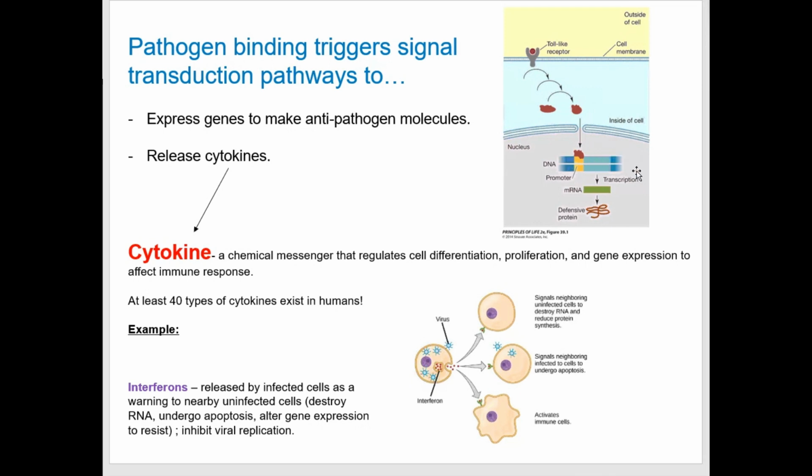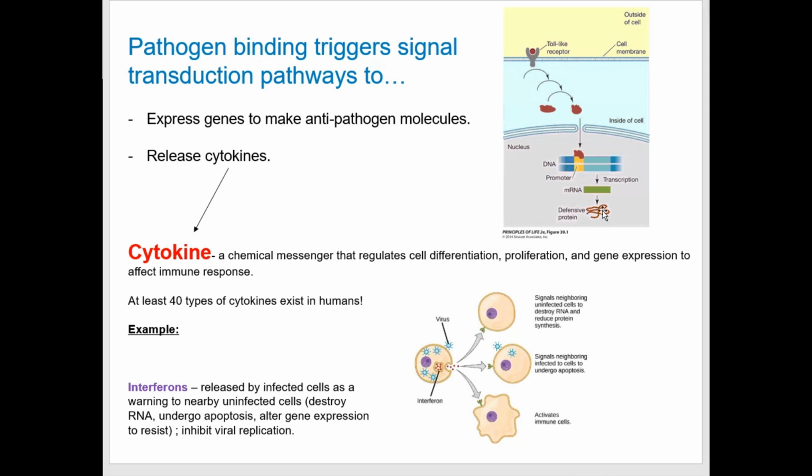Transcription is going to result in mRNA. That means the gene is expressed, and then the mRNA will be translated into the protein. So here we have produced a defensive protein. This could be a lysozyme that specifically targets the peptidoglycan cell wall in bacteria, or it could be defensin, which is another antimicrobial protein that targets the cell membrane by embedding itself there and forming holes in the membrane.